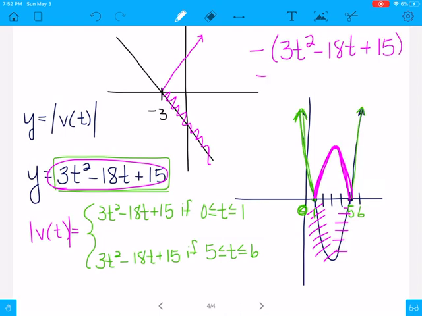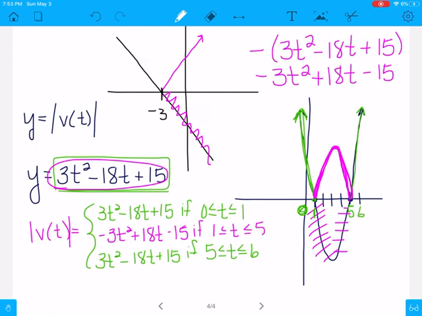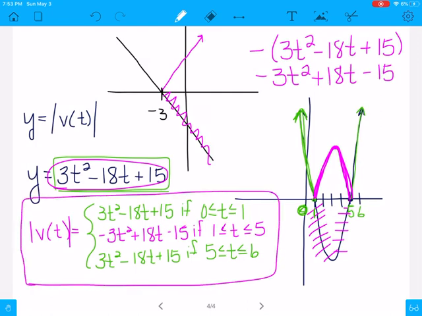So my equation is actually going to be negative 3t squared plus 18t minus 15. So my middle function is going to be negative 3t squared plus 18t minus 15 if 1 is less than or equal to t is less than or equal to 5. So in order to do these equations, this is what I need. This is extremely important. If I get this, I can do the whole question.